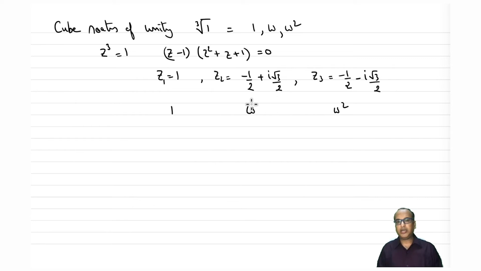As it turns out, if you square this and expand it, if you square z2, you'll get z3, or if you square z3, you will get z2. So if you call one of them omega, the other one becomes omega square. It doesn't matter which one you call omega and which one omega square. Both are related by a square relation. You can test it yourselves. This is 10th class mathematics, which I'm not going to discuss.